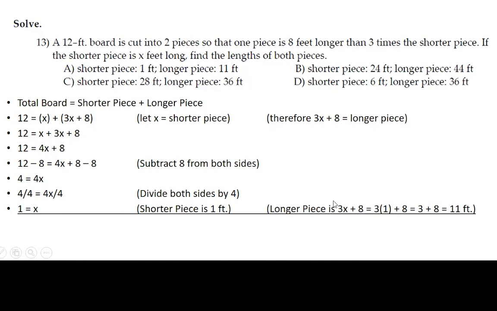The longer piece is 3x plus 8. X is 1, so we plug that in. 3 times 1 plus 8. That would be 3 plus 8, which is the 11 feet that we're expecting. So the shorter piece is 1 foot, the longer piece is 11 feet.